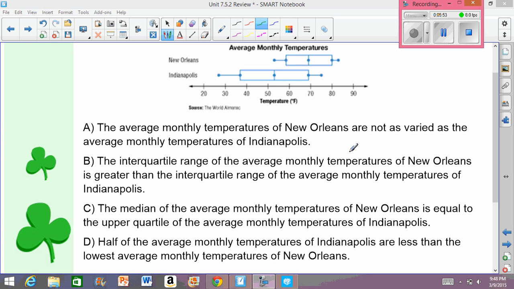So statement A says, the average monthly temperatures of New Orleans are not as varied as the average monthly temperatures of Indianapolis. If our temperatures were to be varied, that means our box would be very large and that our box plot would be very spread out. So our statement says that the average monthly temperatures of New Orleans are not as varied as the average monthly temperatures for Indianapolis. So if we look at our New Orleans plot here, we can see that our plot goes from about 52 to maybe 82.